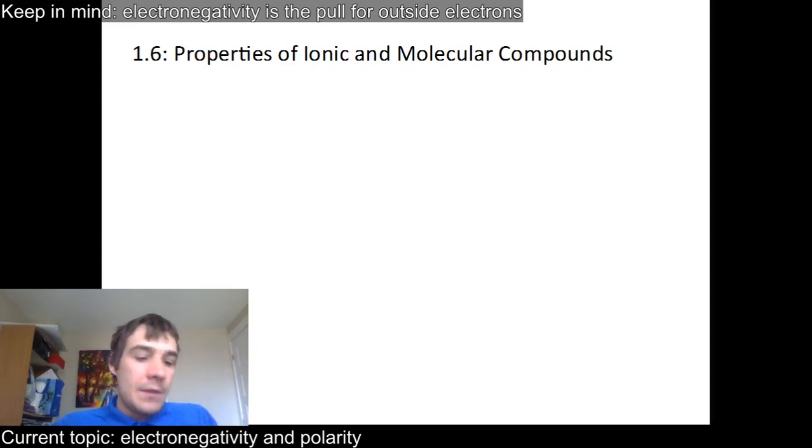Grade 11 Chemistry, this is 1.6. We're talking about properties of ionic and molecular compounds. Let's see what we're talking about today.